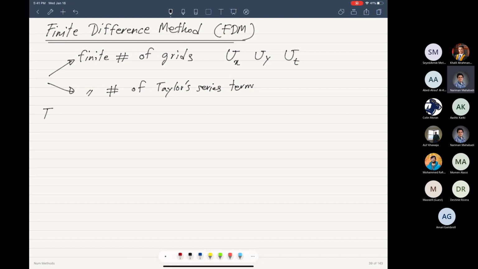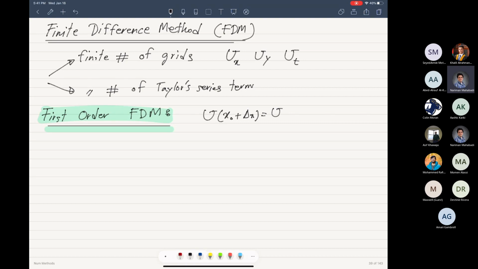So for now, let's just focus on the first order FDM. It means that we need to truncate our Taylor series only at the first order of the derivatives. For the simplest case, where the unknown function is only a function of x, u at x naught plus delta x is going to be u at x naught plus delta x times the derivative with respect to x.